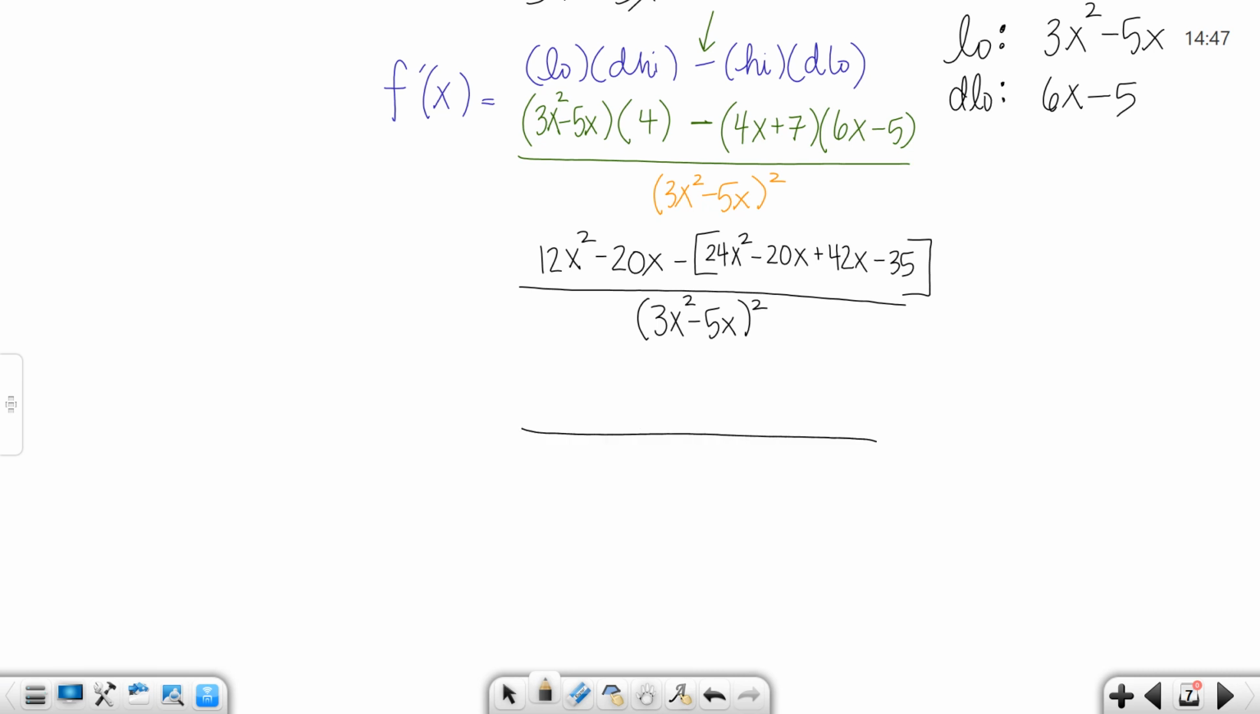So simplifying a little more, we'd have 12x squared minus 20x. I can distribute my negative, so I get a negative 24x squared, a positive 20x, a negative 42x, and a positive 35. Of course you could have combined those x's first if you'd wanted to. Either way works just fine.